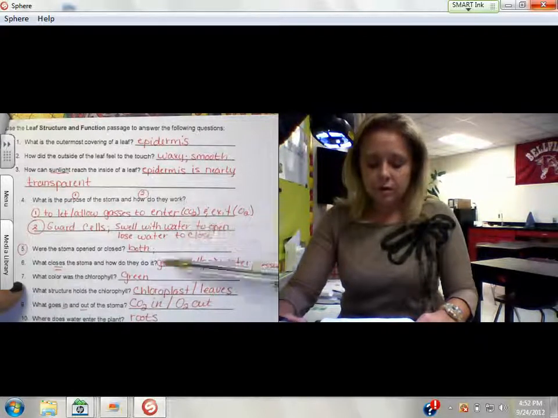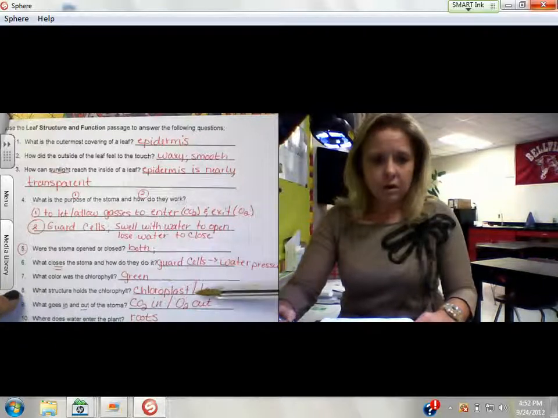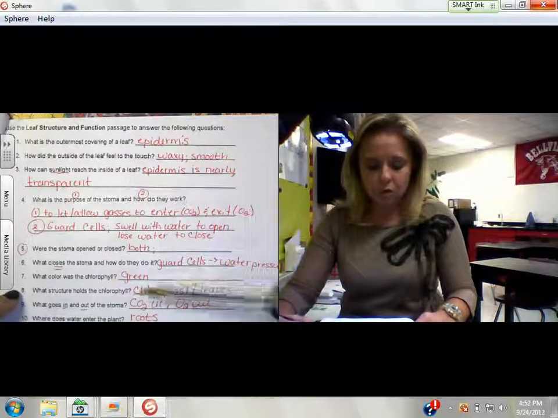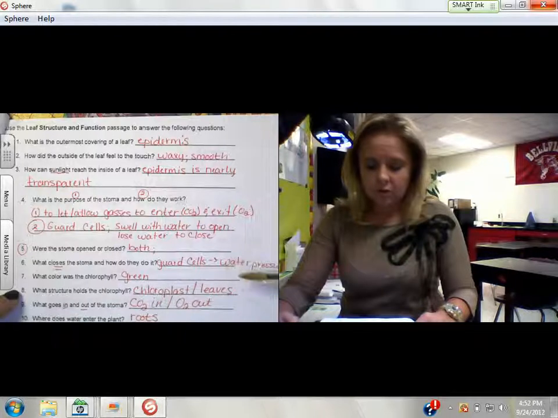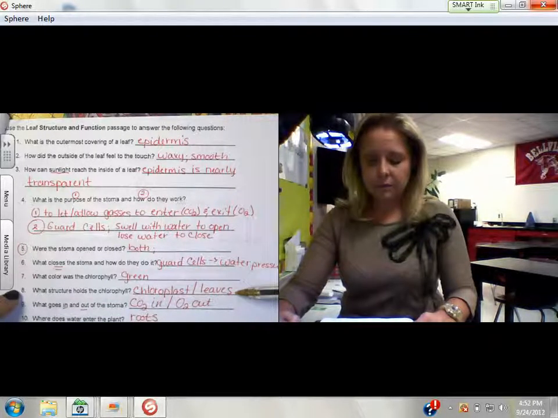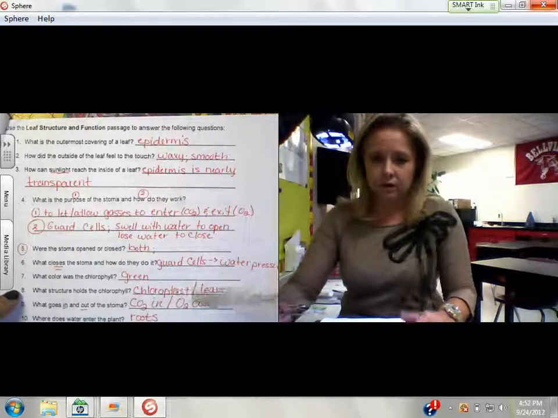Number 7, the chlorophyll is green. And number 8, the chloroplast holds the chlorophyll. If you put leaves, I'll accept that answer, but you need to go a little bit further and understand that the chloroplast is where the chlorophyll is made.